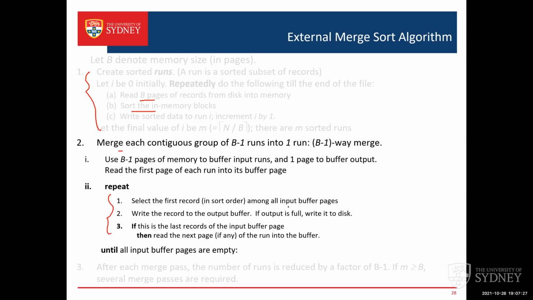Select the first record among all the input buffer pages, write the record to the output buffer. If the output is full, then write it back to the disk. If it is the last record of the input buffer page, then read the next page.